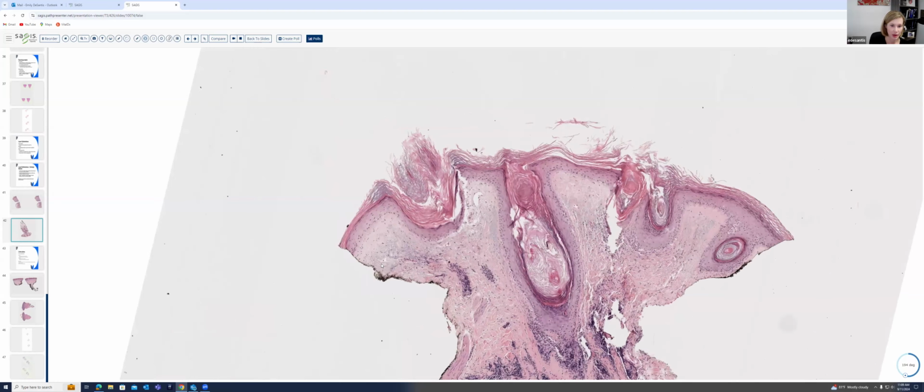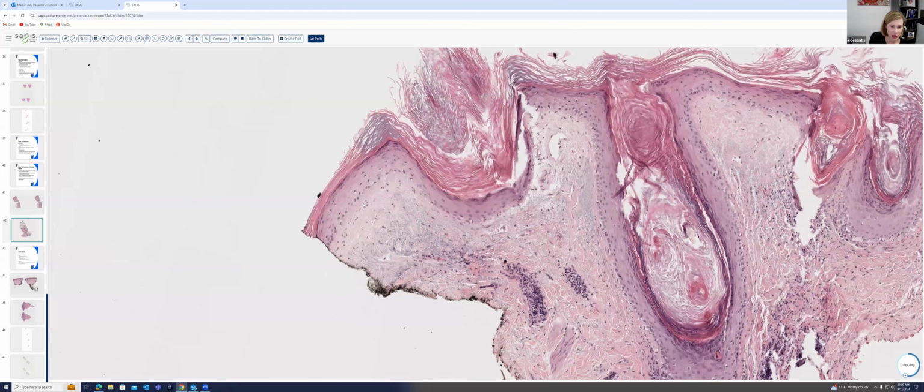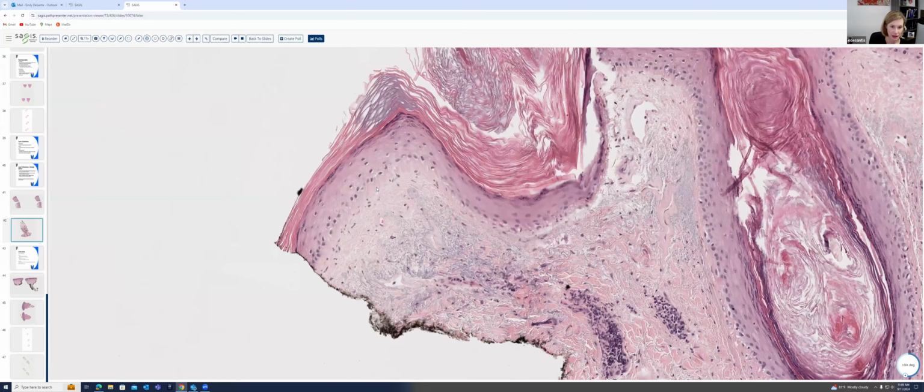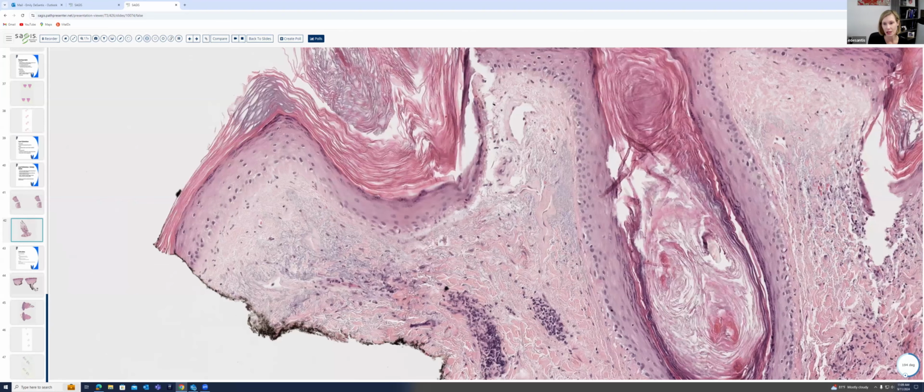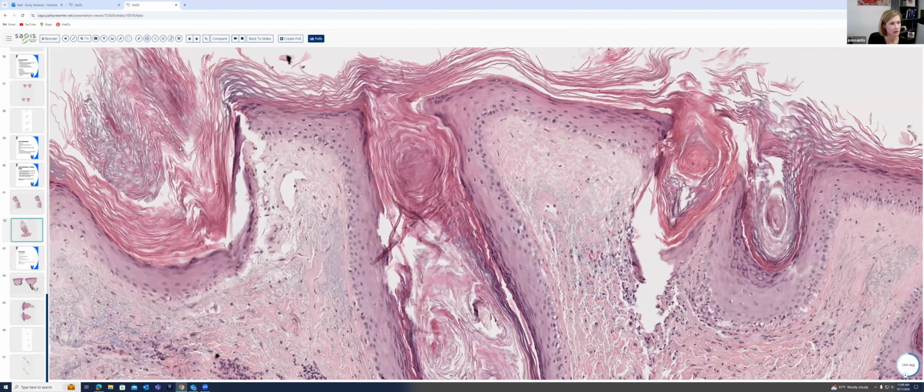And as we go to higher power in this case, we can appreciate this very nice thickened basement membrane. If we wanted to highlight that basement membrane, we could do a PAS stain, and that would really show us and accentuate the thickened areas.